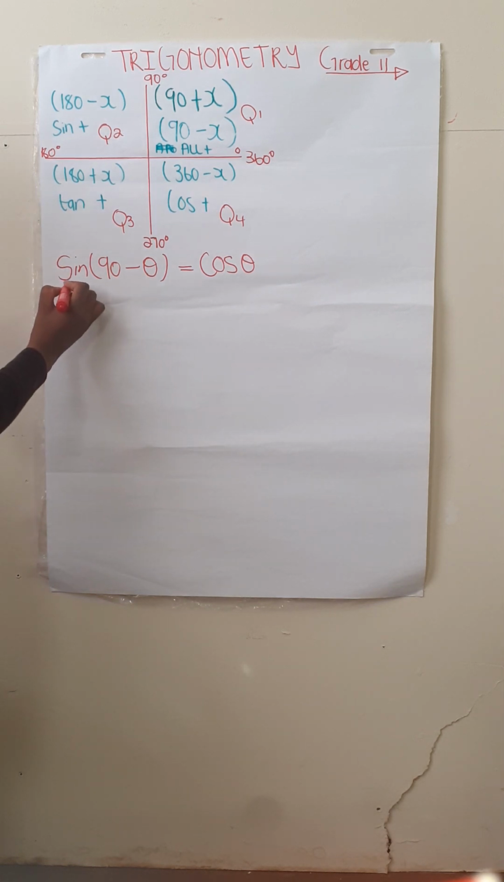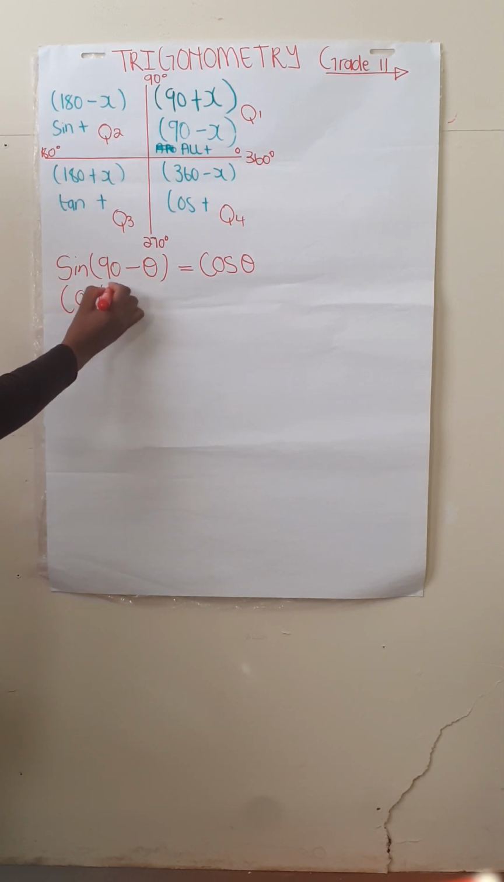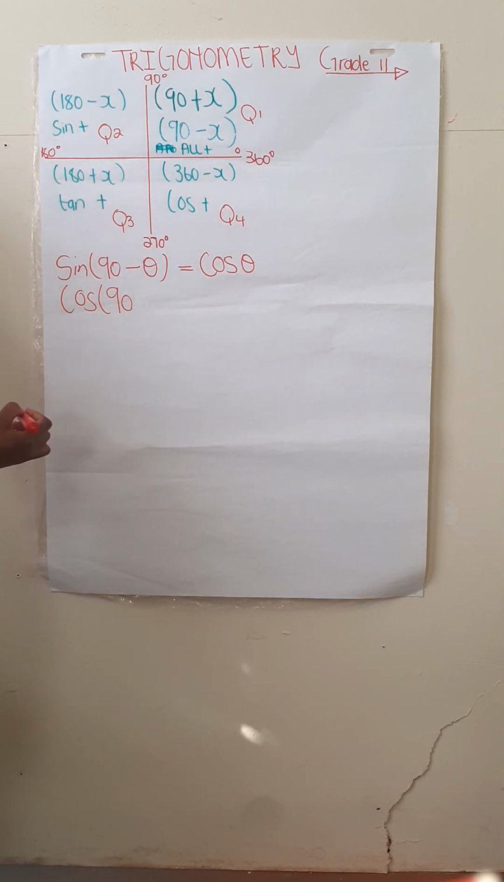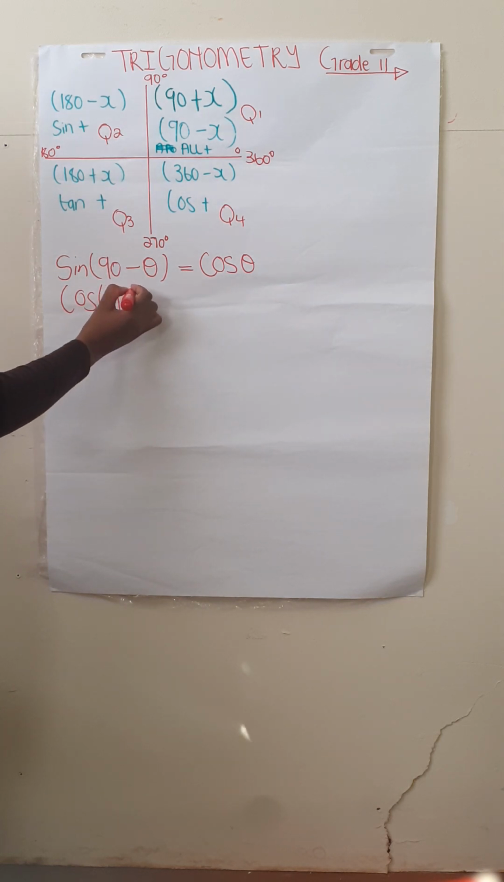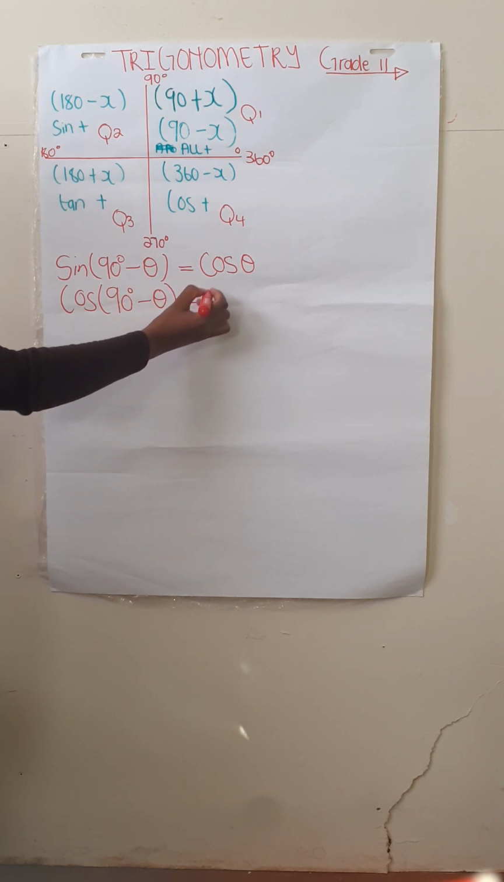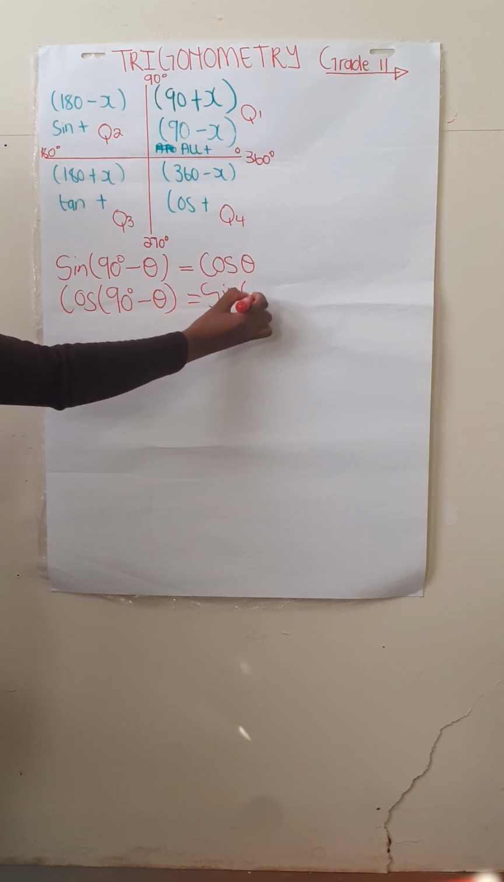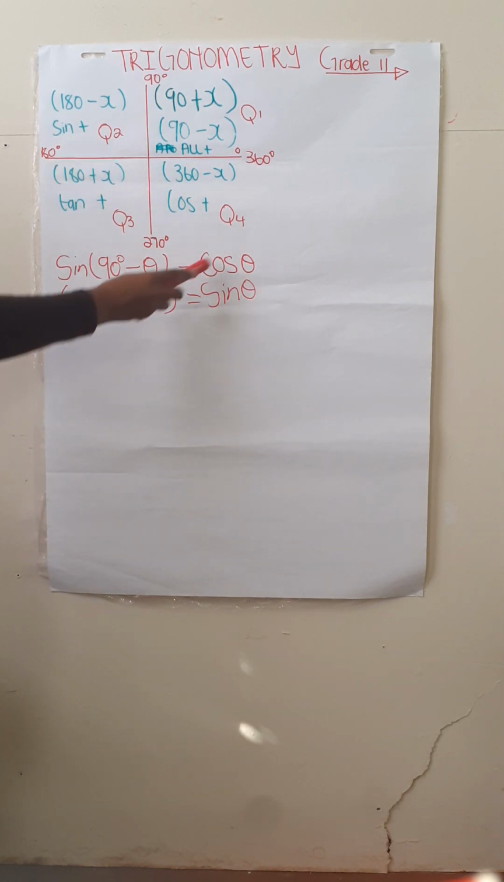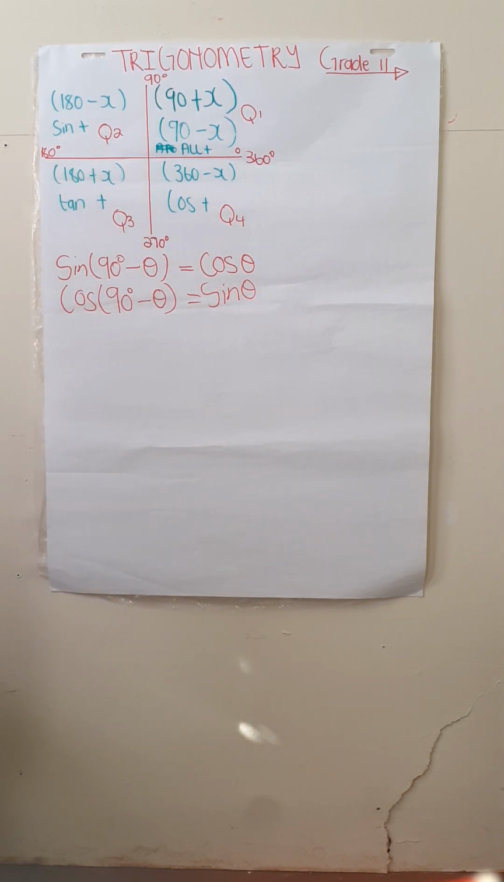And when you have cos(90 degrees minus theta), that is sine theta. And the reason why this cos and the sine are positive is because in that quadrant of 90 plus theta or 90 minus theta, cos, sine, and tan are all positive. So that is what you also have to know, right?